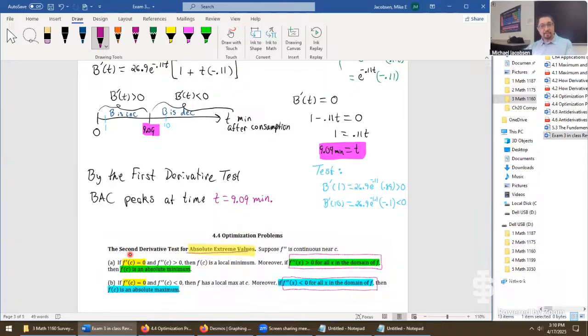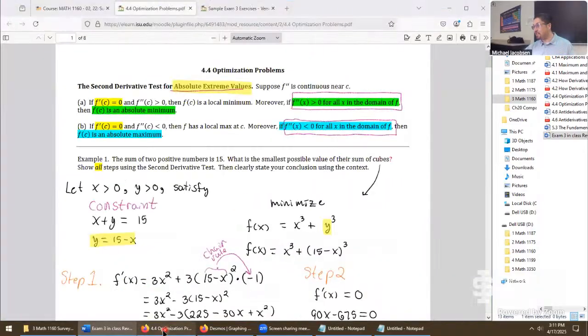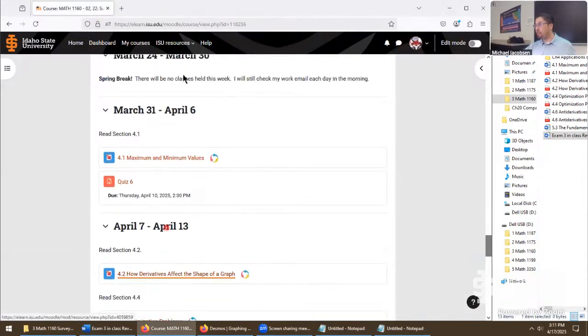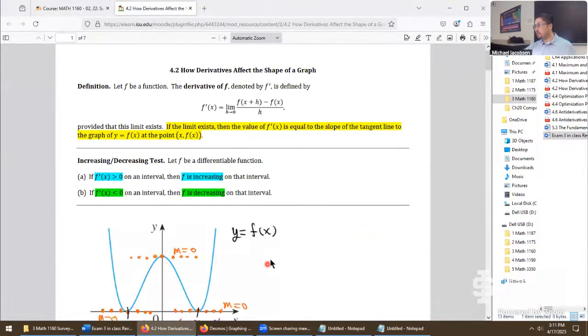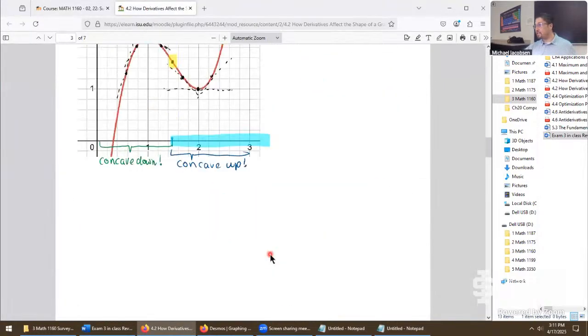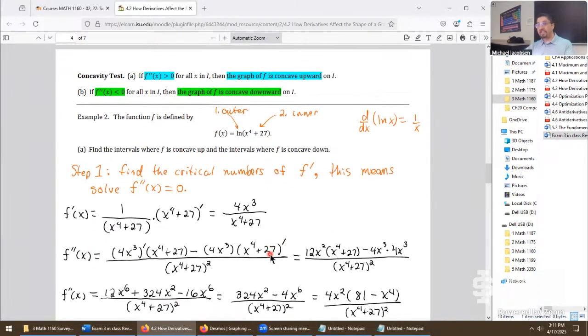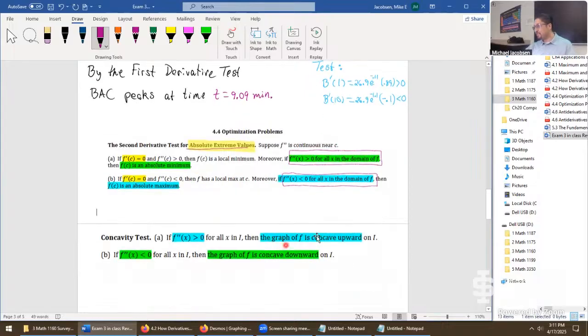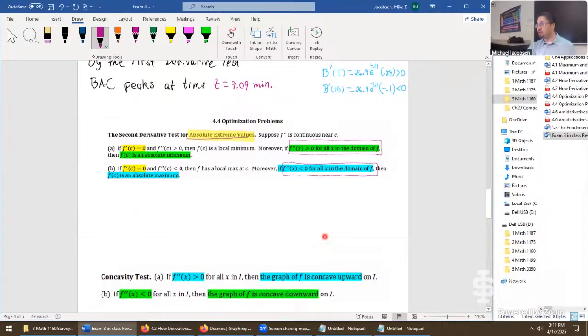Let's pause right there. That's kind of confusing too, because there are two kinds of second derivative test. Here's the other kind. In section 4.2, the other second derivative test is this one, a concavity test. So the concavity test and the second derivative test are two tests that are really easy to get mixed up in our mind. So with the concavity test, the steps go like this.